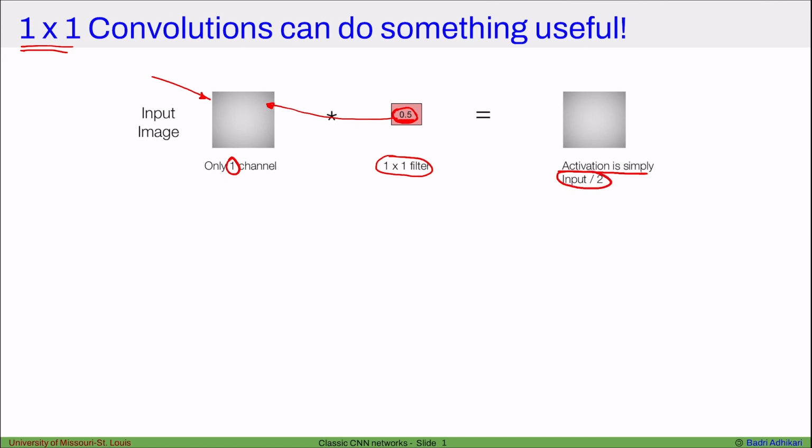2, because this 0.5 is going to multiply each input pixel in the input image, and what's going to come out is simply input divided by 2. So this is not meaningful at all. I mean, it's not helping learn anything new.